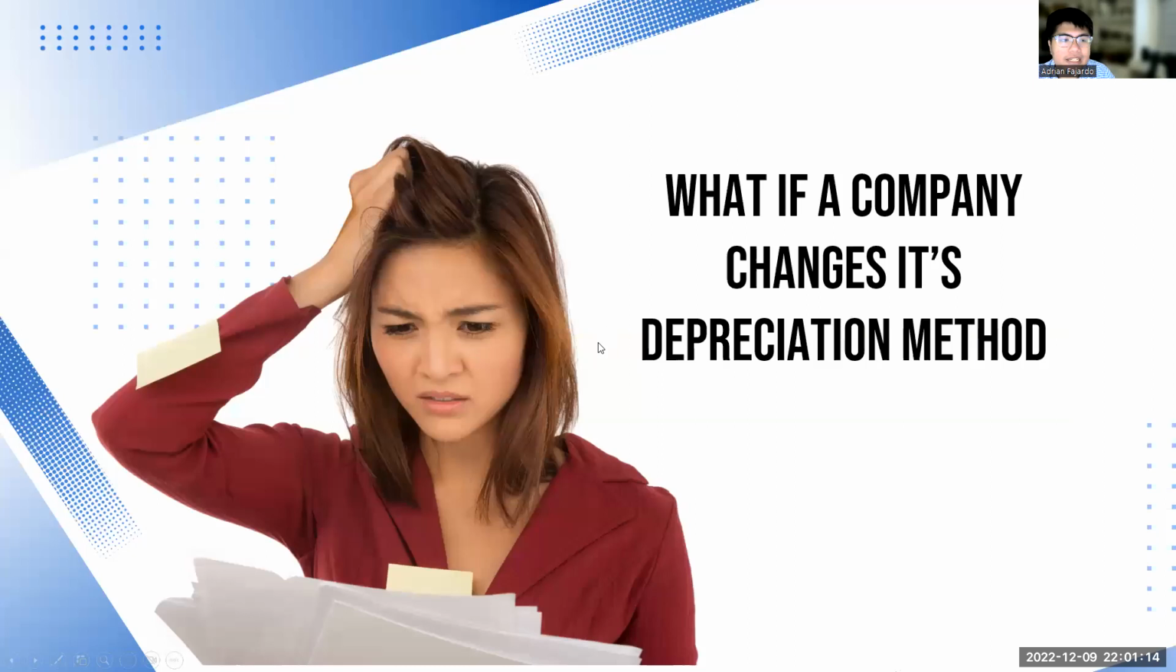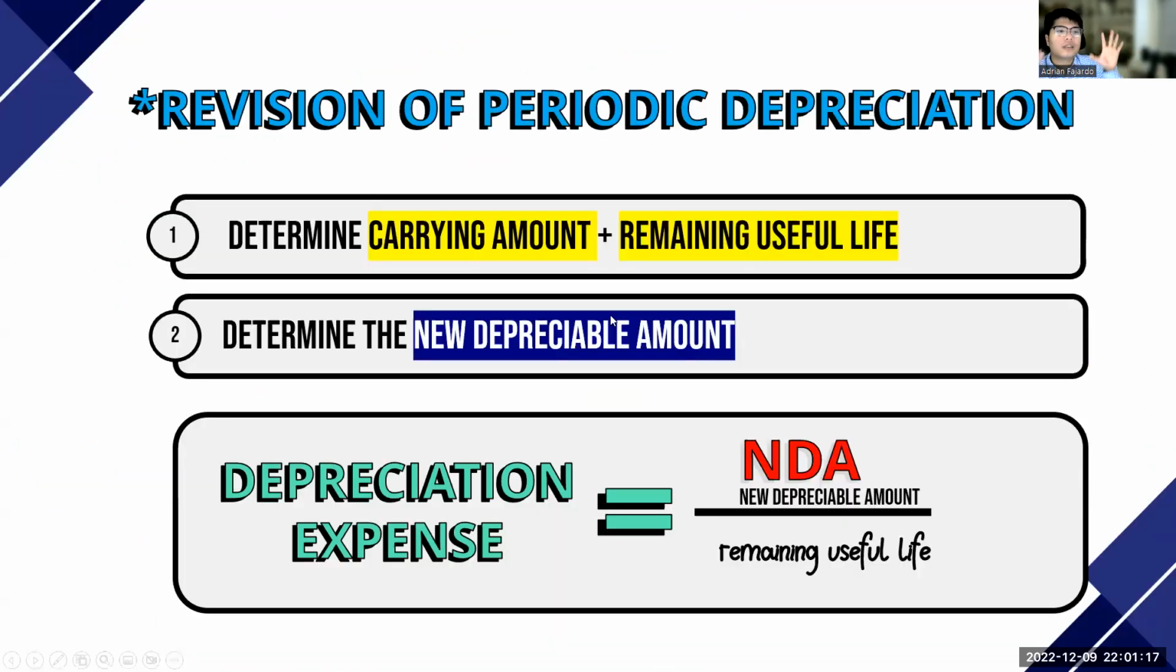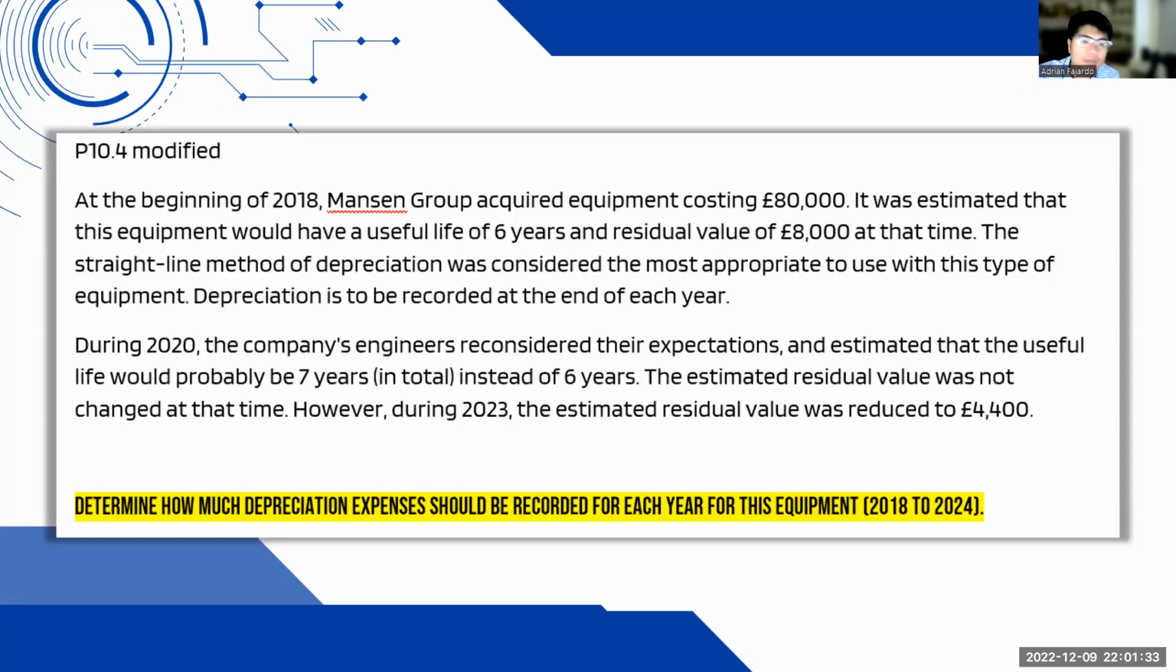So what if a company changes its depreciation? Theory muna tayo. Huwag kayong kabahan. Every time there's an adjustment, you have to determine your carrying amount and your remaining useful life. And then from there, you just solve using the new assumptions. So ang pinakamahirap na exercise for that particular quiz set.